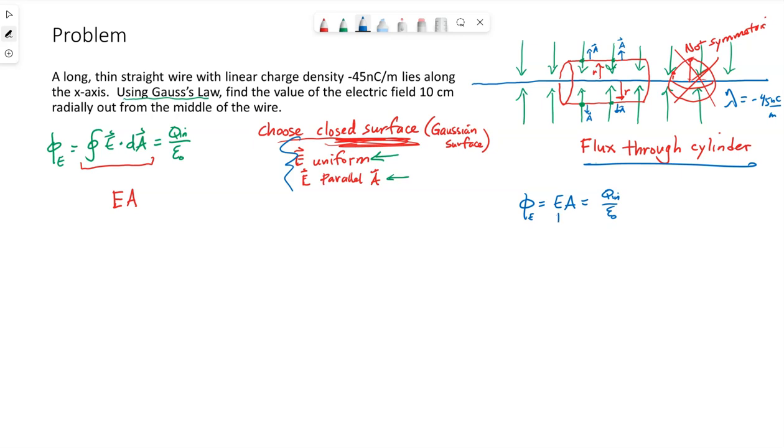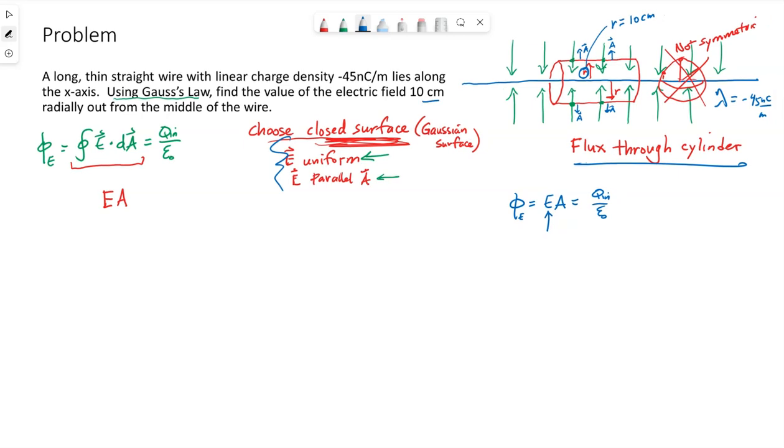What we're trying to do by using Gauss's law is to solve for this electric field. What is the strength? What is the value of this electric field 10 centimeters away? So ultimately, this R of my cylinder is 10 centimeters. It's a distance out to where I'm trying to find the electric field. Okay. So the electric field value we're looking for is E.